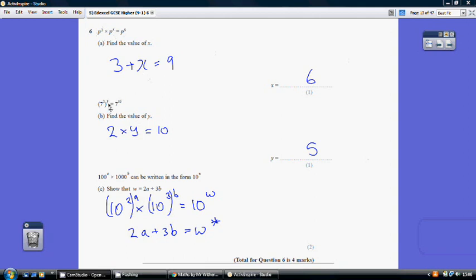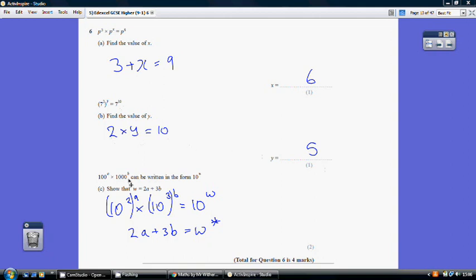Now when we have one of these where we have a power inside the bracket and a power outside the bracket, we multiply these powers together. So we know 2 times y has got to equal the power of 10, so y equals 5.